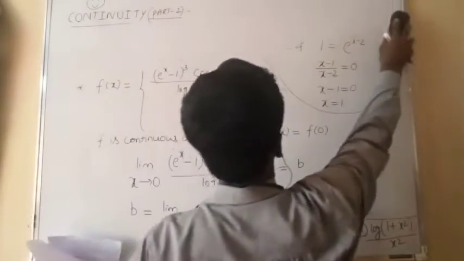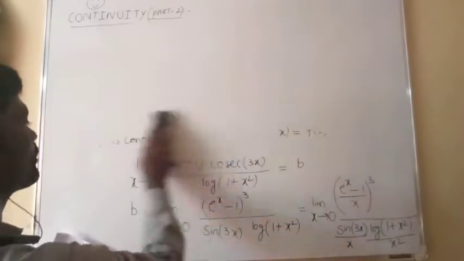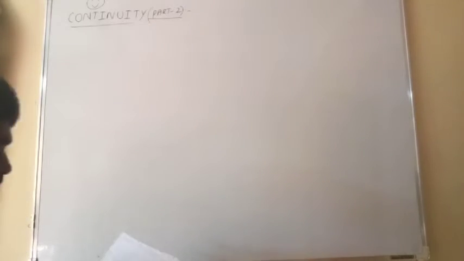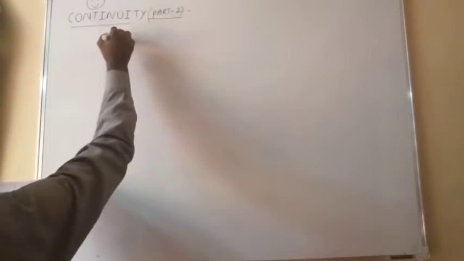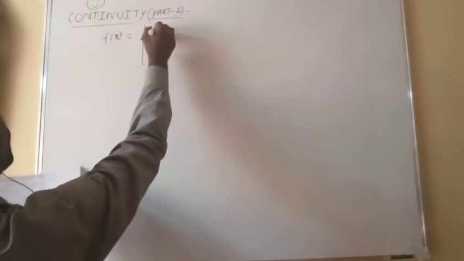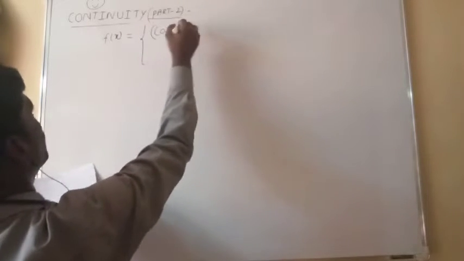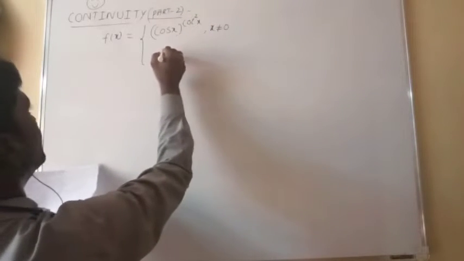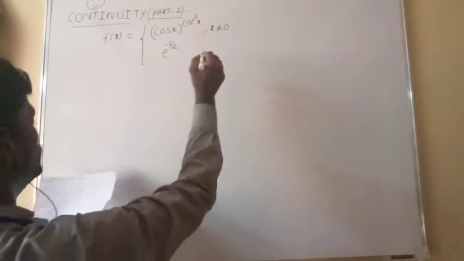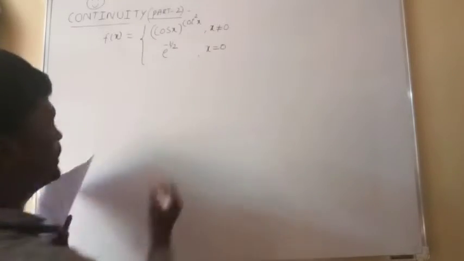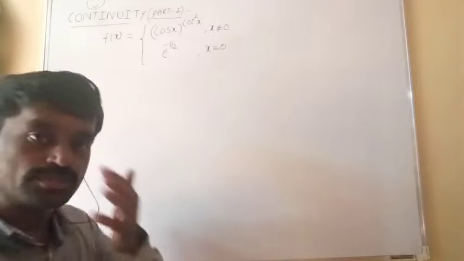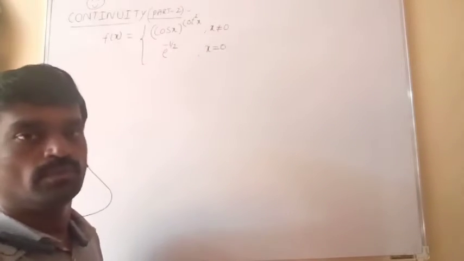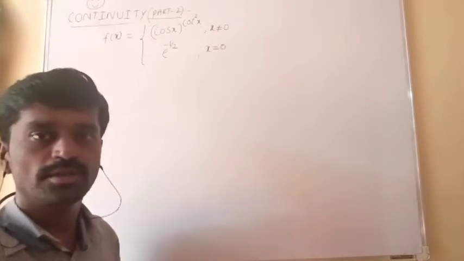Next problem. So next problem, it is given that f of x is equal to cos x power cot square x for x not equal to 0 and is e power minus 1 by 2 for x is equal to 0. And in this problem, we have to check whether this function is continuous or not at x is equal to 0. We have to check the continuity of the function at 0.